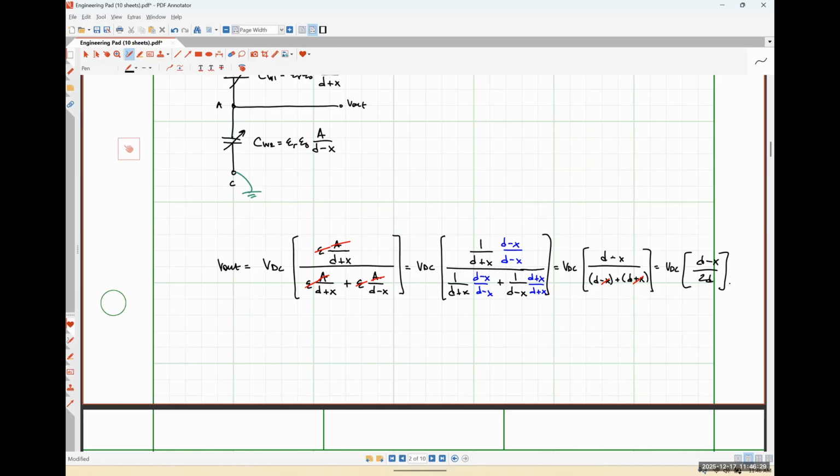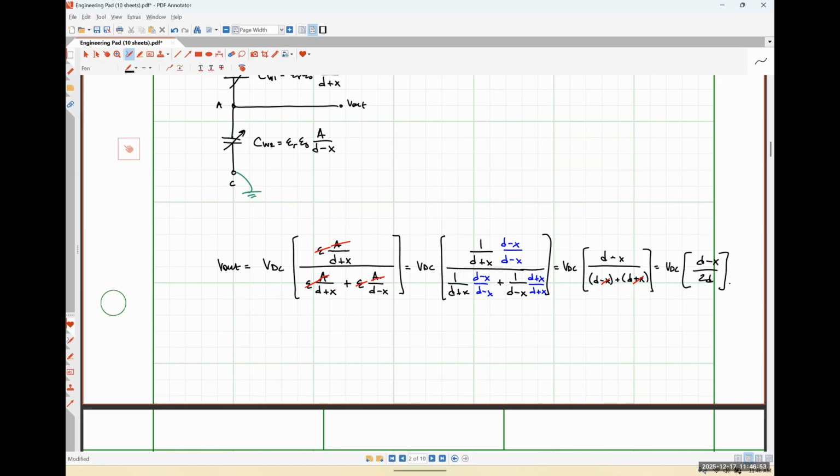Okay? So this is capacitive sensing in a nutshell, right? We're taking a mechanical change in position and using this spring mass damper structure in order to generate an electrical signal at the output, which we can measure and use to quantify the amount of mechanical change that our system underwent. Okay.